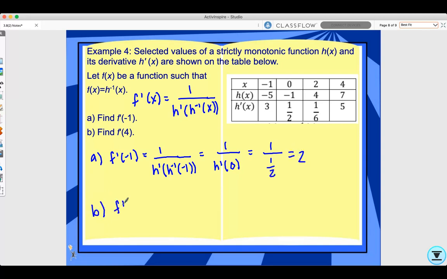With B, if I want to find f prime of 4, this would be 1 over h prime of h inverse of 4. So I look over here. I need to find h inverse of 4. Here is 4. My inverse answer would be 2. So I need to find h prime of 2, which is 1/6. So this would be 1 over 1/6, which equals 6.